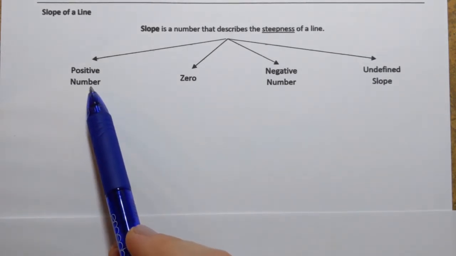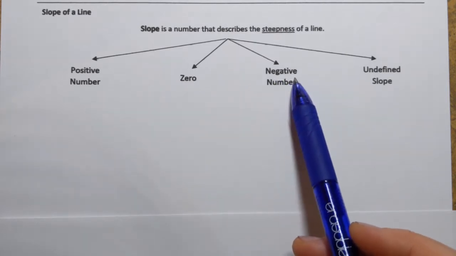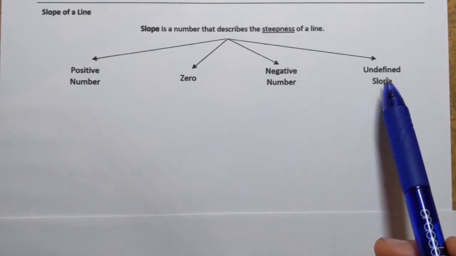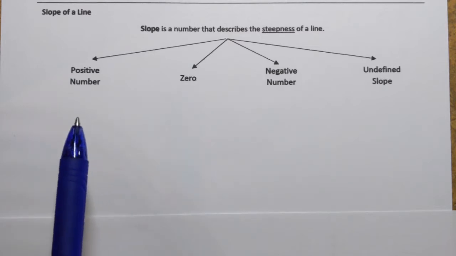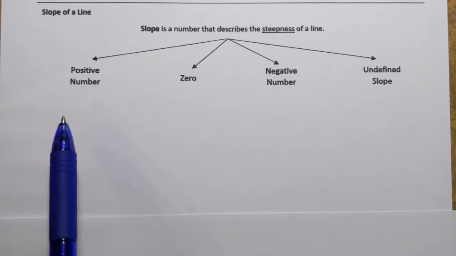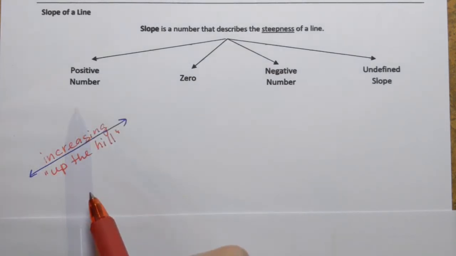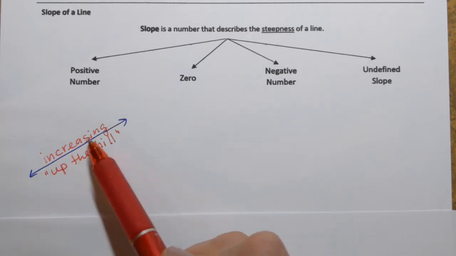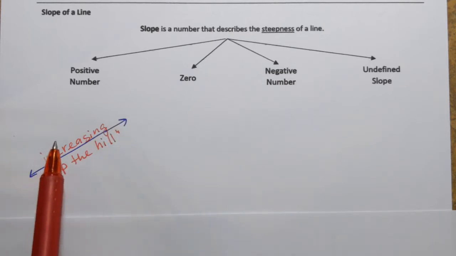Well, since slope is a number, we have options for what it can be. It can be some positive number, it can be equal to 0, or it can be a negative number. And there's also one special case where a line does not have a slope. So let me add pictures here to tell you what kind of number the slope is for what kind of lines. So positive number. So slope would be a positive number for any line that's increasing. So in other words, it kind of goes up the hill if we travel from left to right.